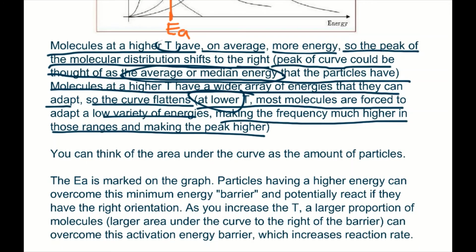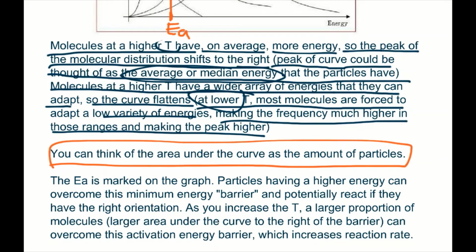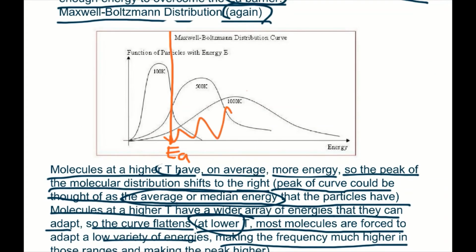So let's now talk about something else. You can think of the area under the curve as the amount of particles. So the area under this curve is telling you how many particles there are. So it seems like in this region of energy, there are more particles than in this region, for example, not only because the peak is lower here than here, but also because the area under the curve is higher here than here. And they're both essentially the same concept, so you could think of the amount of particles as where the curve is, or the area under the curve.